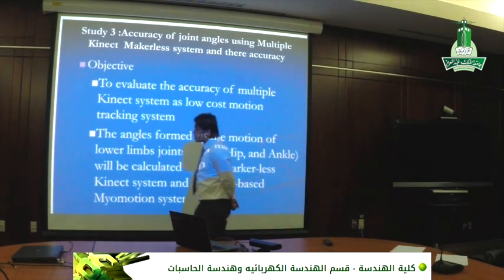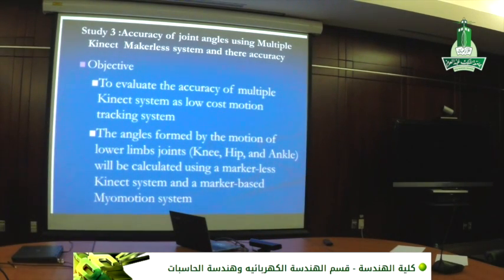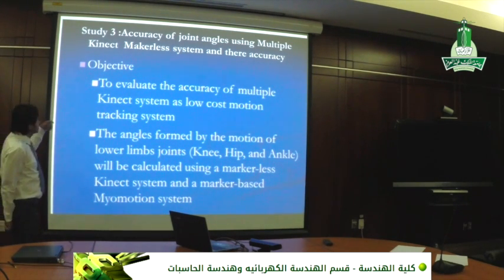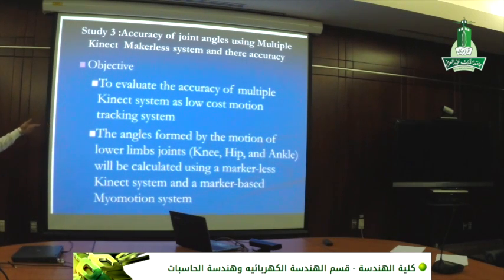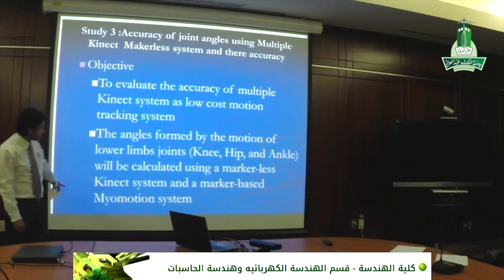There is a third study that we conducted for this topic: accuracy of joint angle using a multiple Kinect marker system. This was one of the main features for deciding on this project. We wanted to see whether, if we use 2 or more Kinects, we get better results, or whether it can help track the subject in a much more precise manner. The objective for this study was to evaluate the accuracy of a multiple Kinect system as a low cost motion tracking system. The angles formed by the motion of the lower limb joints, that is knee, hip and ankle, will be calculated using the markerless Kinect system and the marker-based Maya motion system.